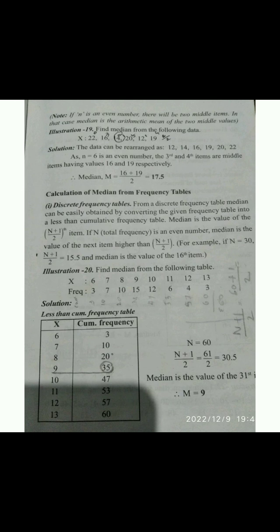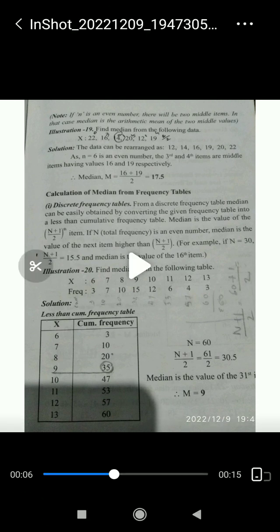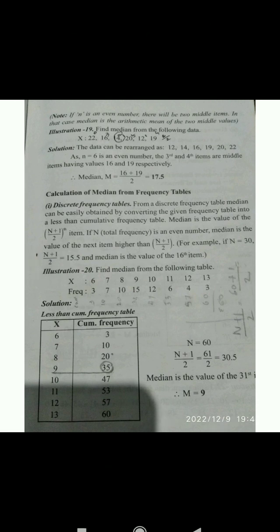Here the total number of items is 6. We arrange the given data into ascending order and find the positional average, that means finding the median value from the given data. So here n is equal to 6, and 6 is an even number.